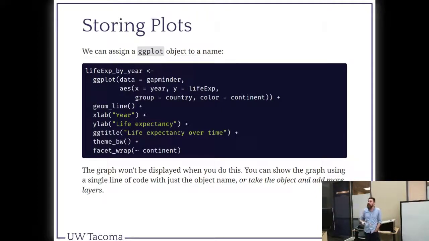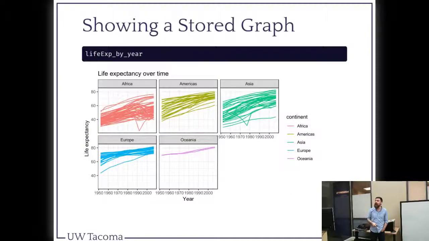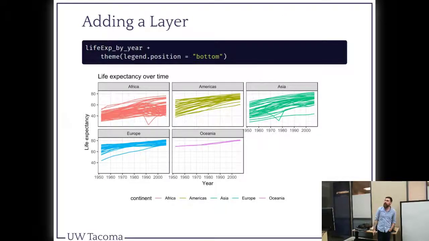The neat thing about this is if I write this ggplot to an object like that, I can still add layers and do modifications to this object. So if I just type life expectancy by year, it reproduces the plot I created in the last slide. But I could say life expectancy by year, theme position bottom. So I'm taking that object I wrote everything to, and I just add another layer to it. It's perfectly happy to work with life expectancy by year as if it were the entire chain of ggplot stuff from before. This is a nice thing you can do if you want to create a personal theme or style of plots. You can save them to an object and then just add things to it and not redo all that work. This is pretty nice.